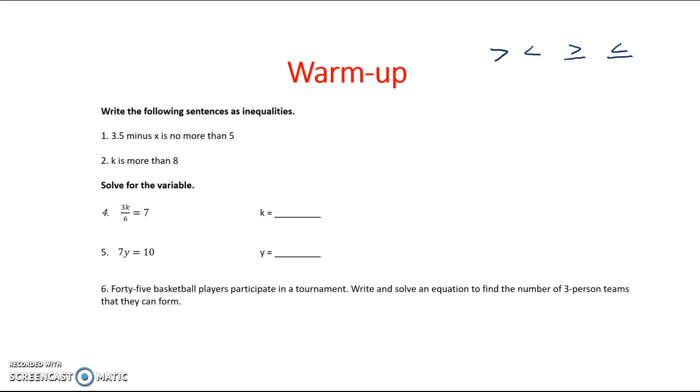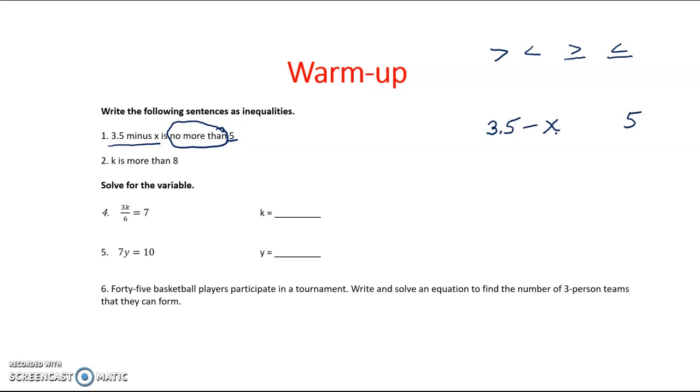So the first thing I'm going to do is underline my expressions. And I have 5 and 3.5 minus x. And then I'm going to circle the inequality: no more than. So what is that statement saying? 3.5 minus x is no more than 5. So first, I'm going to go ahead and write out my two expressions. So I have 3.5 minus x. I'm going to leave a little space, and then I'm going to compare it to 5.